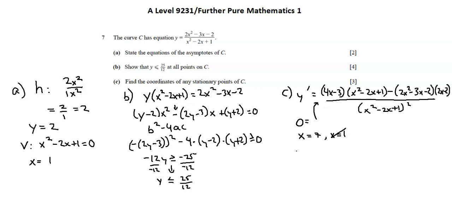And I want the coordinates, so the y value, the function when x equals 7. When I input 7 into the x's and simplify, I get 25 over 12. And my coordinates are 7, 25 over 12.